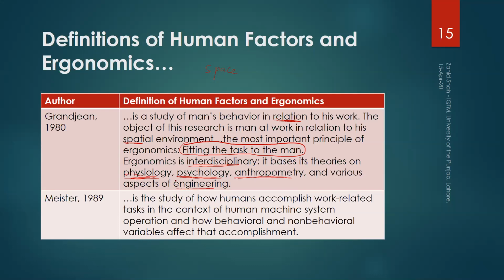These are two important things to notice from this definition: ergonomics is the study of the relation of human to his work, and the motto is fitting the job to the man. Job design should be such that it is appropriate for the one who performs it. And ergonomics involves different disciplines like physiology, psychology, anthropometry, and of course, engineering. I would recommend you to read the third definition yourself, and if you can observe something important, write it down.